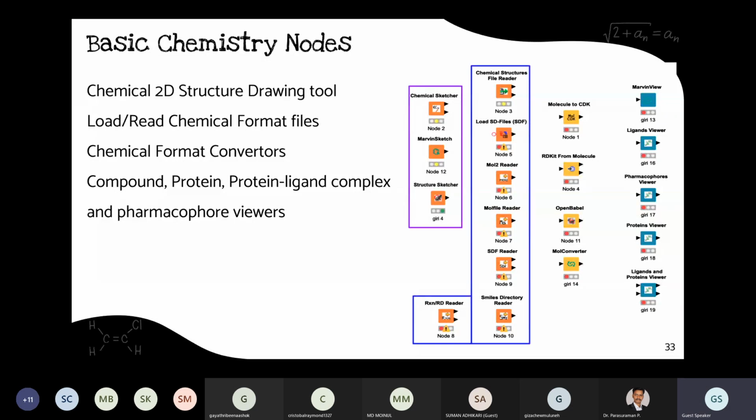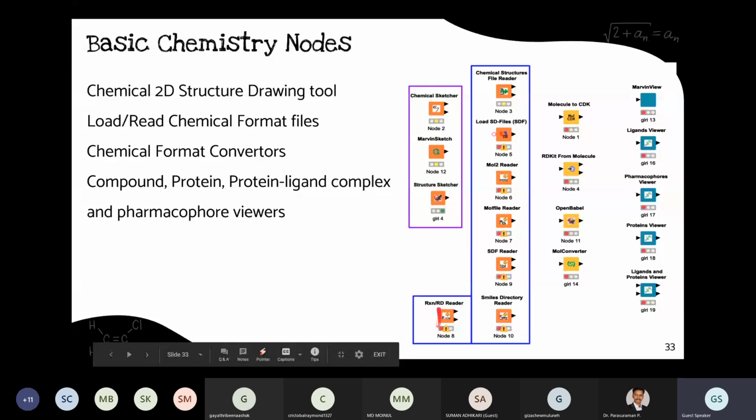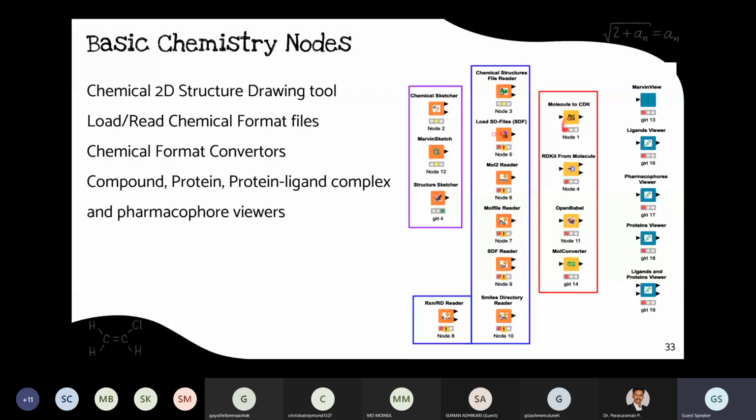Then we have readers, for reading the files. You can read any type of structure files, SDF, mol2, mol, PDB, all those files. SMILES also. This will read SDF files, mol2, mol file, SMILES directly, and there is a reactions reader. So if you have any ChemDraw drawn reactions, of course, R group analysis, Markush enumeration, those things can be done. Then we have converters. Some software requires specific file formats, otherwise it will not work. So you can use Molecule to CDK, RDKit from Molecule, OpenBabel, and molecule converters from ChemAxon.